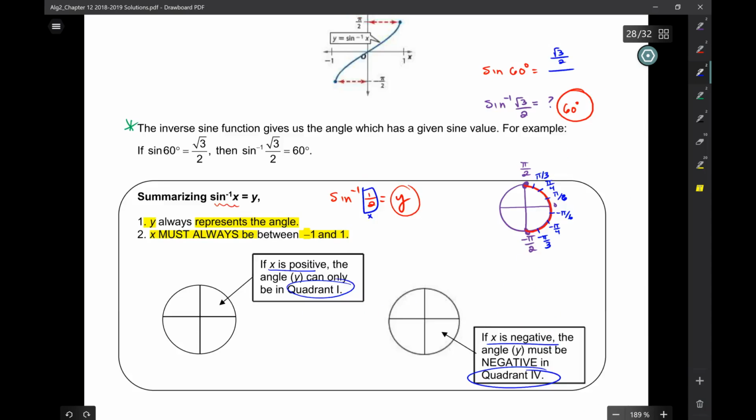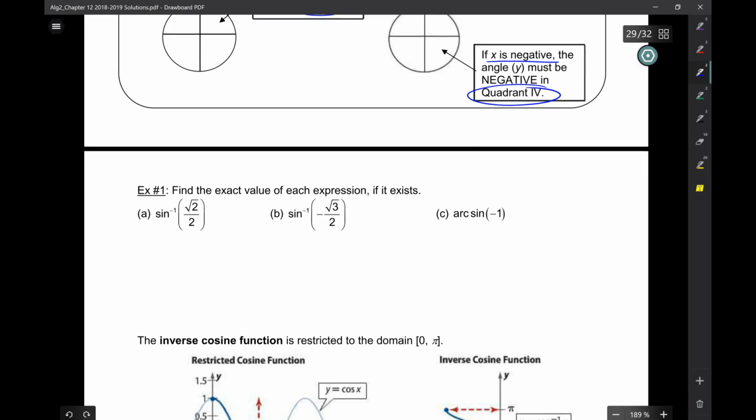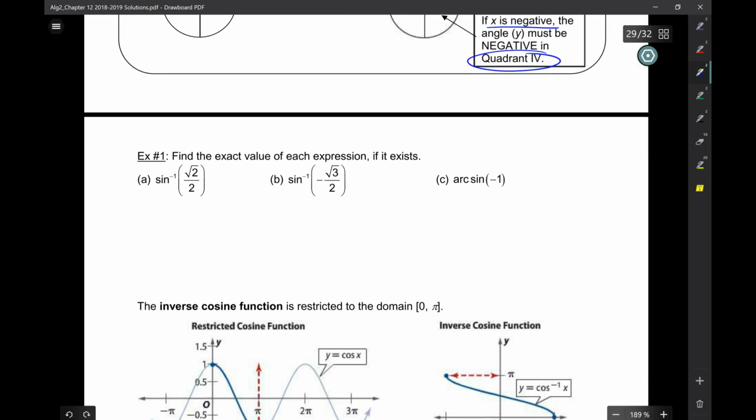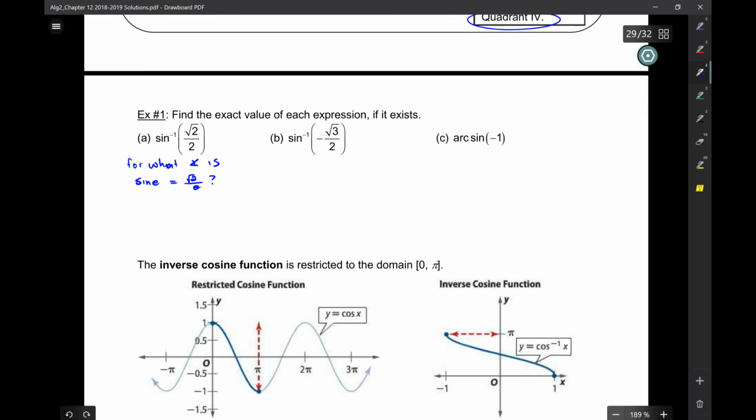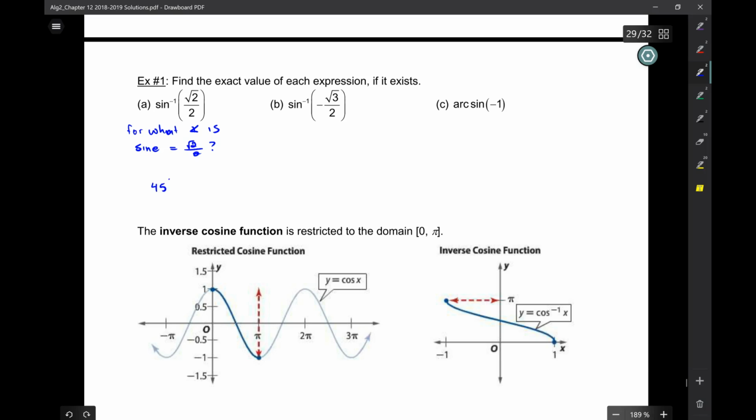All right, so let's do a couple of examples. This one is telling me inverse sine of root 2 over 2. So here, the question is, for what angle is sine root 2 over 2? That's the angle. So what's the angle that you get root 2 over 2 for the sine? 45, or in radians, how much is it in radians? Right. All right, here. Inverse sine of root 3 over 2. For what angle?